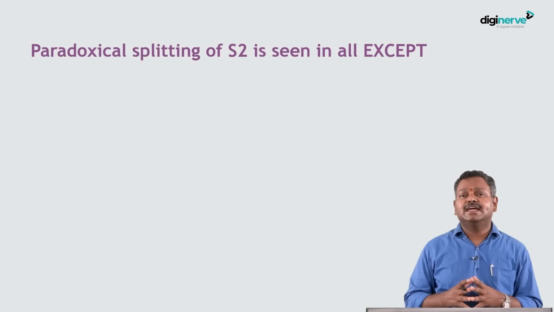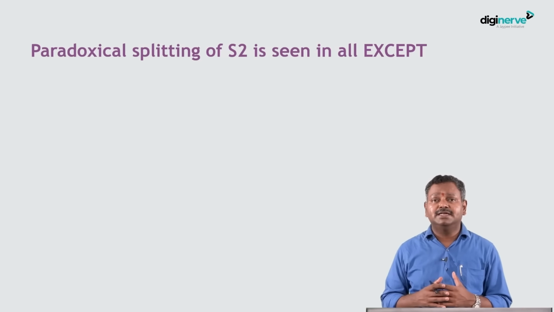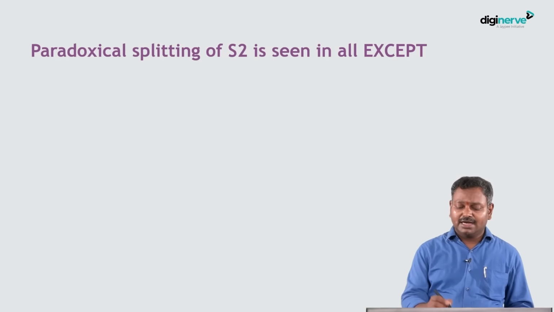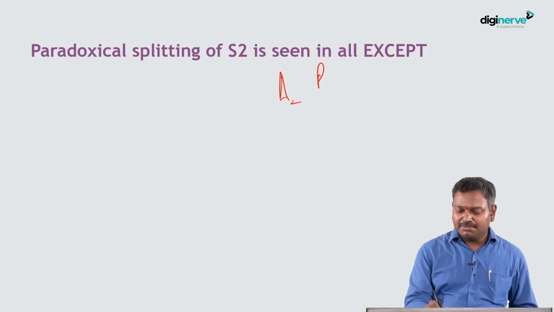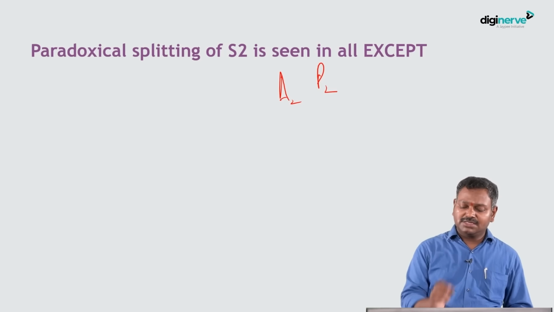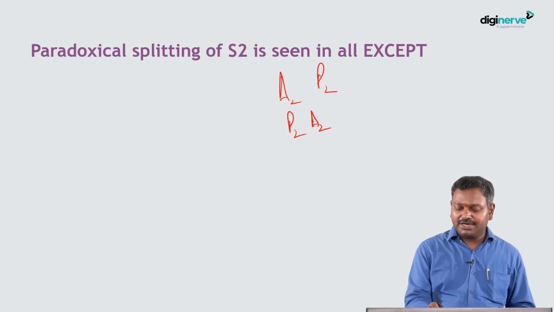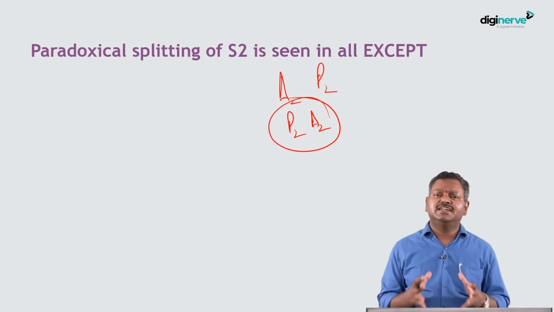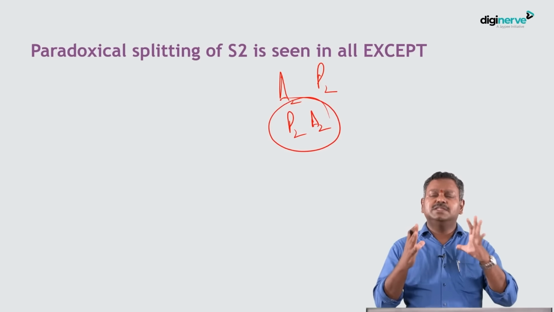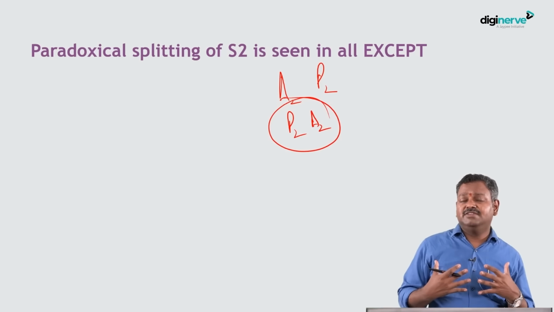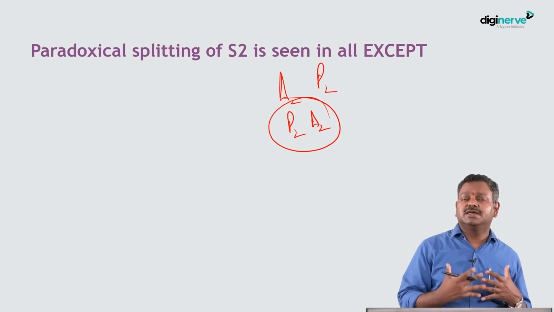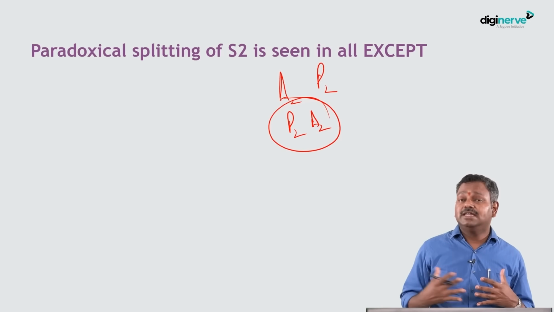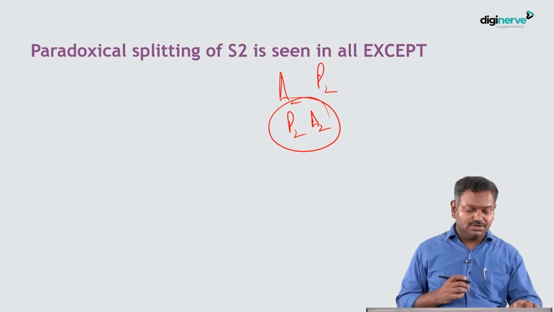Paradoxical split of the second heart sound. What do we mean by paradoxical split? Normally it is aortic coming first and pulmonary coming next. That's normal. Paradoxical is where P2 comes before A2. It is very characteristic of conditions where the left ventricle has become very thick. That's a simple thing you have to remember. Wherever the LV becomes thick, conduction through the LV takes time and A2 will become delayed. So those are the conditions you could remember.